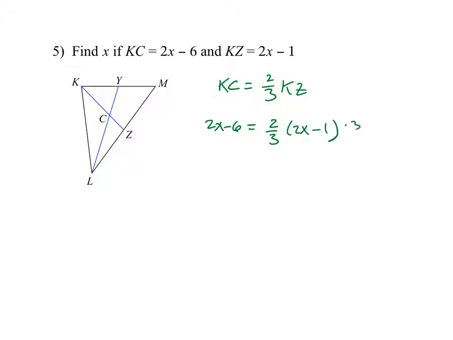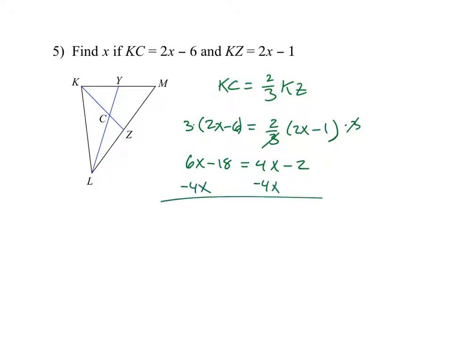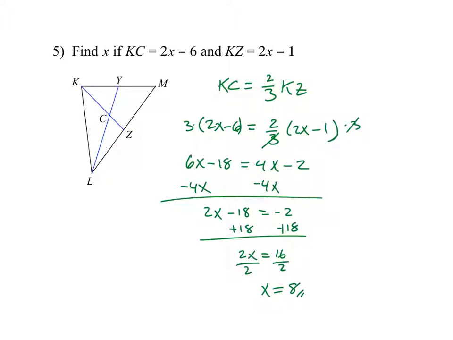Right here, I can multiply times 3 on both sides of the equation. So I can cancel out this right here. So now I have 6x minus 18 equals 4x minus 2. So minus 4x. So I have 2x minus 18 equals negative 2, plus 18. I have 2x equals 16, and now I'm going to divide by 2, so x equals 8.